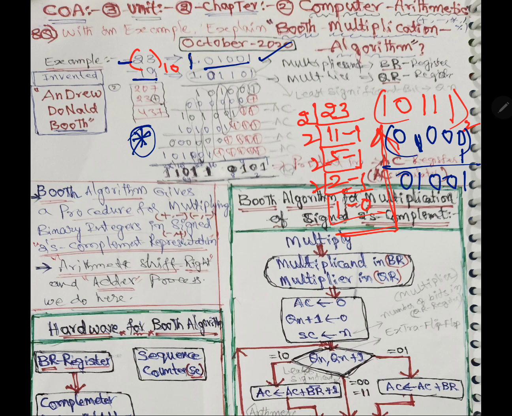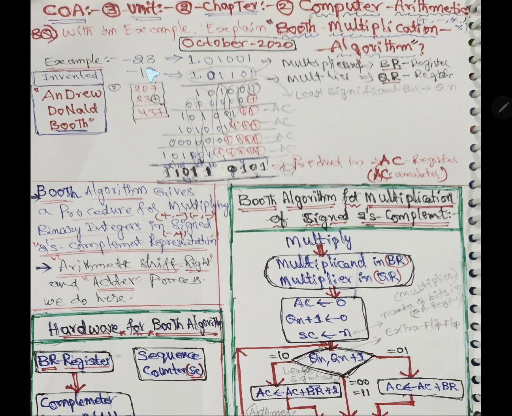Likewise for minus 19 also. I will remove all my markers. We need to find the 2's complement of minus 23. How do we get 23's binary number? By dividing by 2 we get the binary signed magnitude. Then we change it into 1's complement by changing 1's into 0's and 0's into 1's.